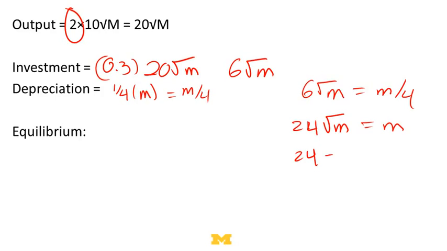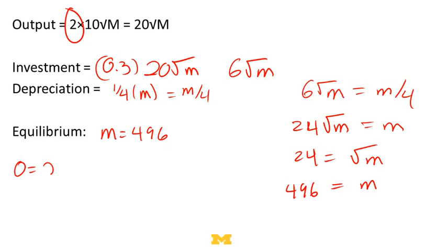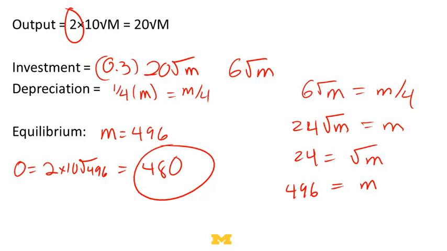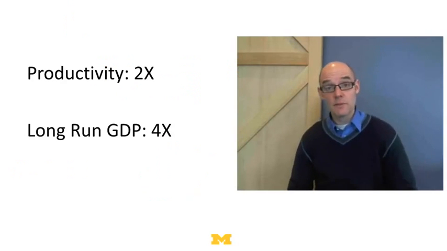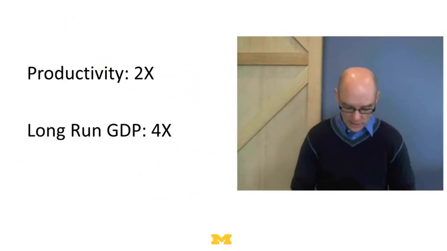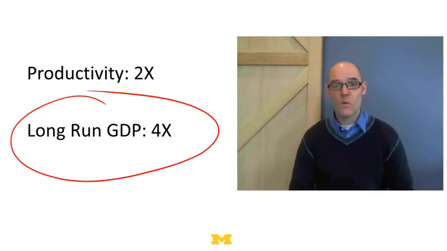So that means 24 equals square root of m. So that means m equals, right? So our equilibrium is going to be m equals 576. And output, right, is going to be 2 times 10 times the square root of 576, which is 24, right? So that's 24 times 10, which is 240, which is 480, right? So now our output is 480. Before it was 120, and now it's 480. So if you think about it, productivity doubled, right? Because our technology got twice as good, but long-run GDP went up by 4.